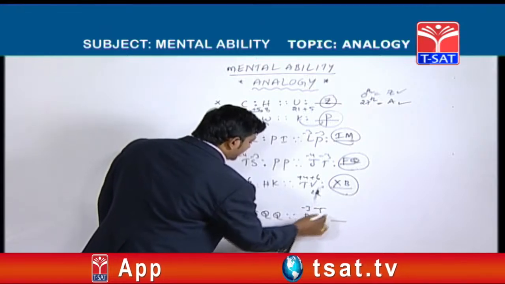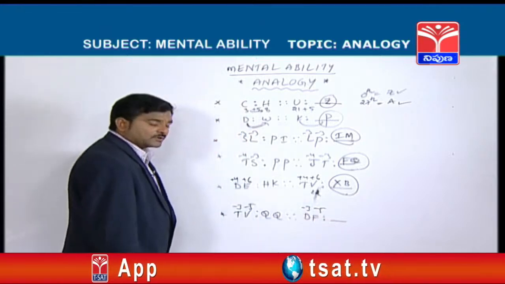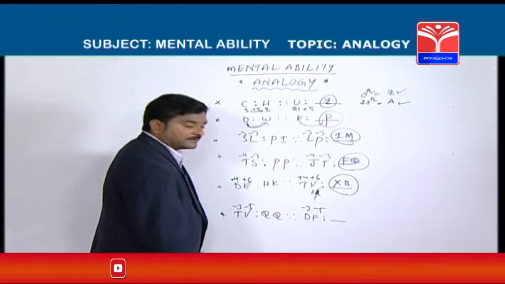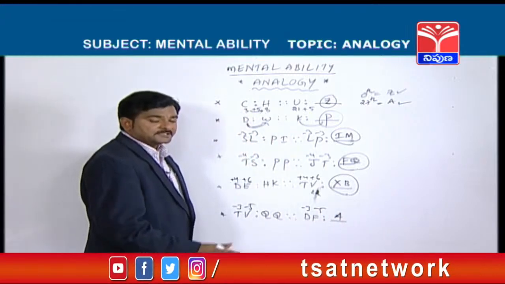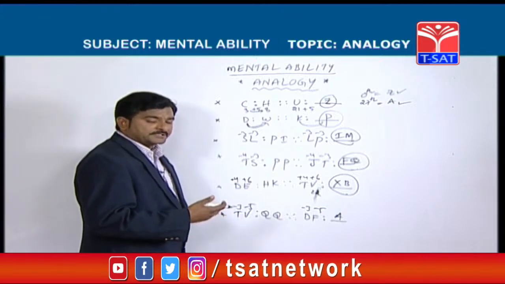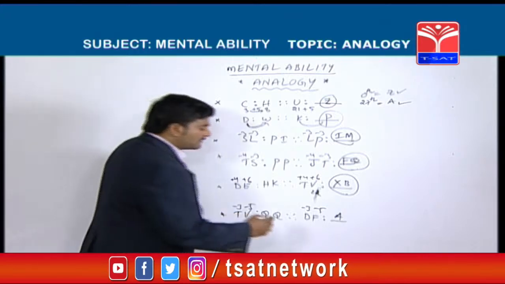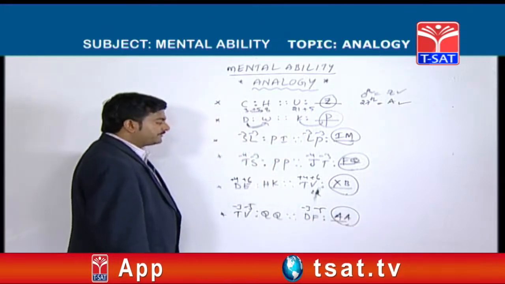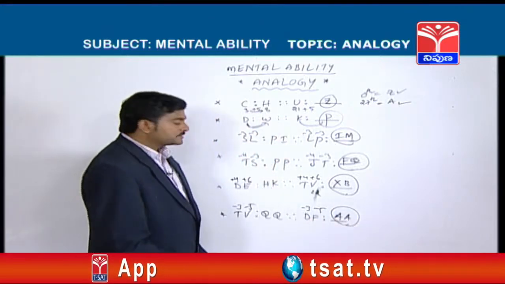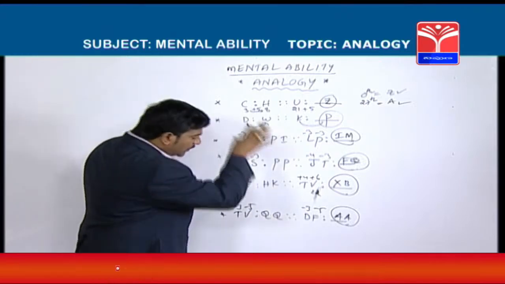Minus 3, minus 5. D means 4. 4 minus 3, 1. 1 means what? A. F means 6. 6 minus 5 means 1. 1 means again what am I getting? A. Okay. I hope you understood this concept. 90% of the questions can be solved by using only this concept.